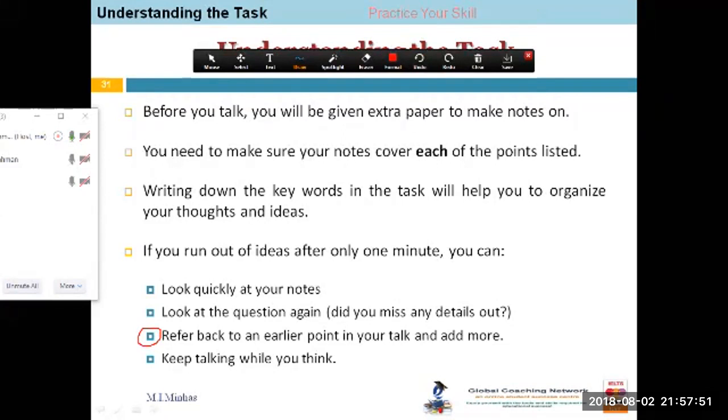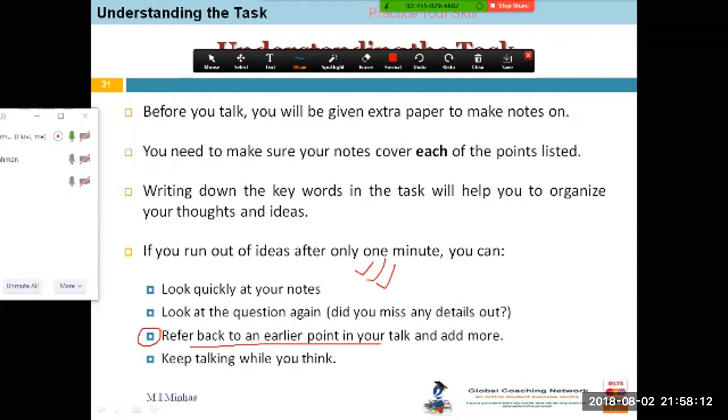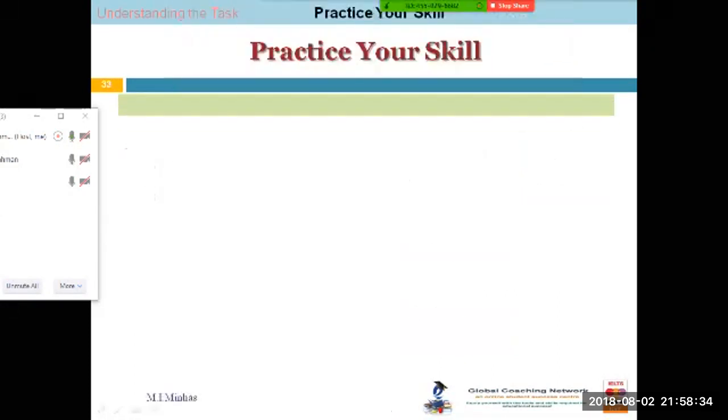Okay? Now, what about the situation in which you have covered all the points which you had made, and now the examiner still is looking at you and has not asked you to stop. In that case, refer back to an earlier point in your talk. Okay. And add more. How to do this, that I will tell you in a separate exercise when time comes. For the time being, let me give you an example of how to refer back. Okay? Let's say this was our topic.